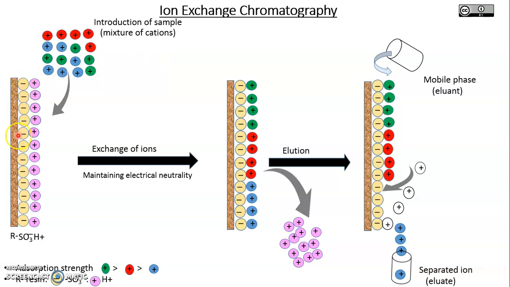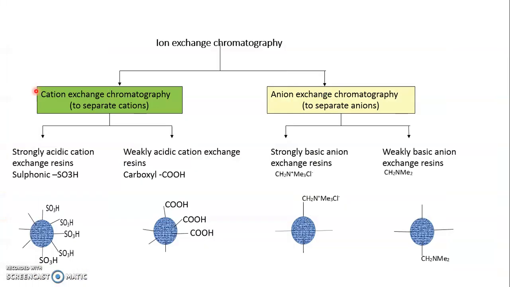The positive charge will be the fixed charge and the negative charge will be the mobile charge. So the mobile charge is negative charge. That is called anion exchange chromatography. Now we'll see how anion exchange chromatography is classified.